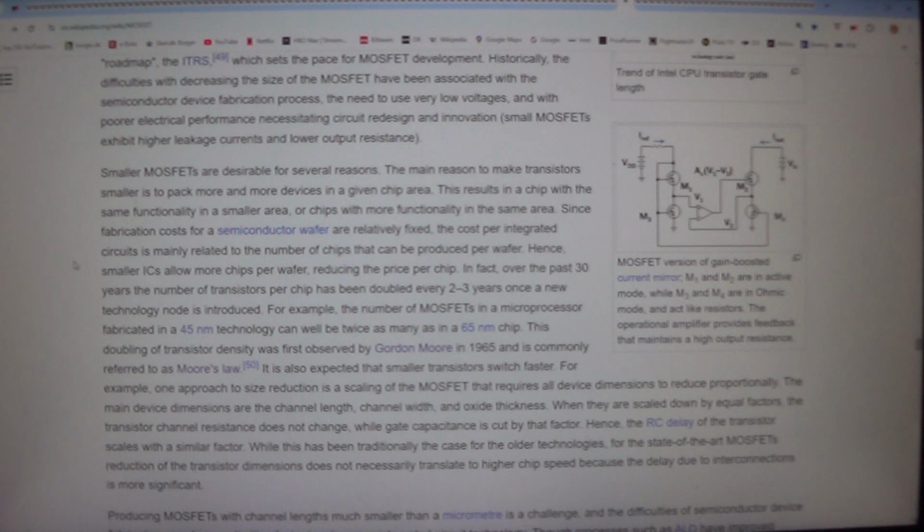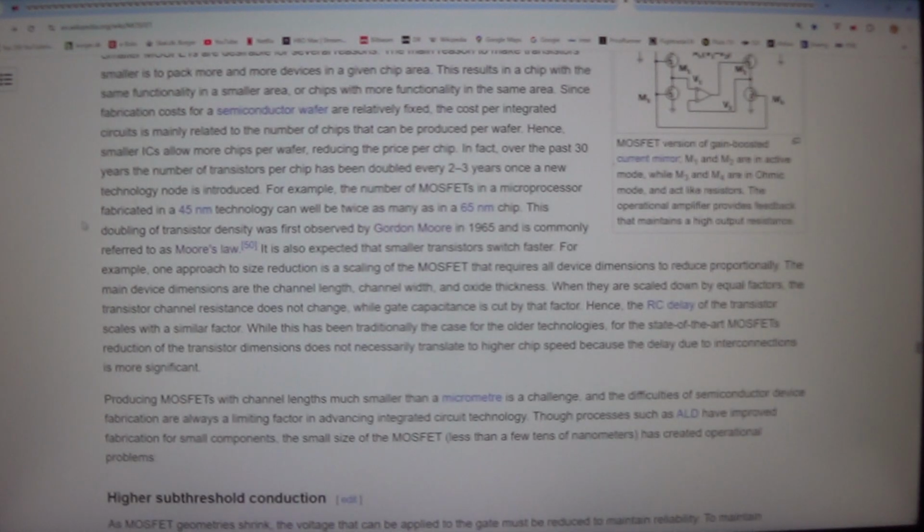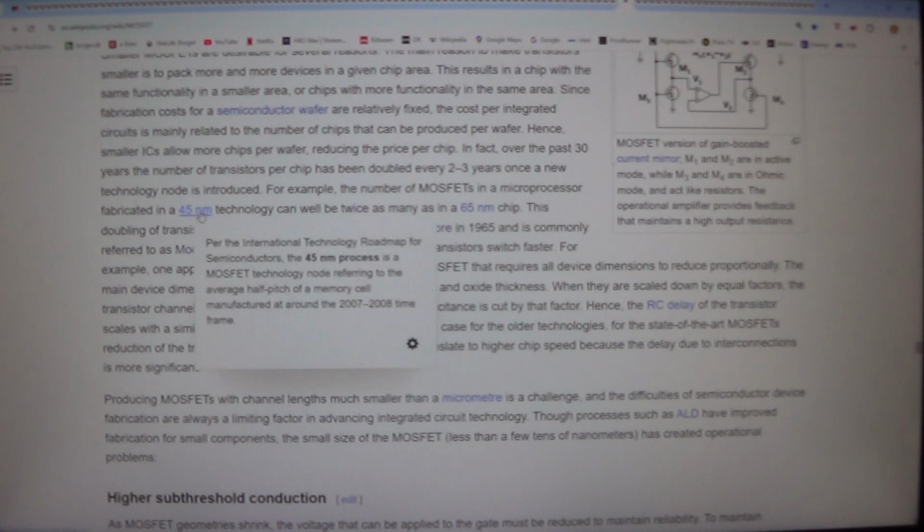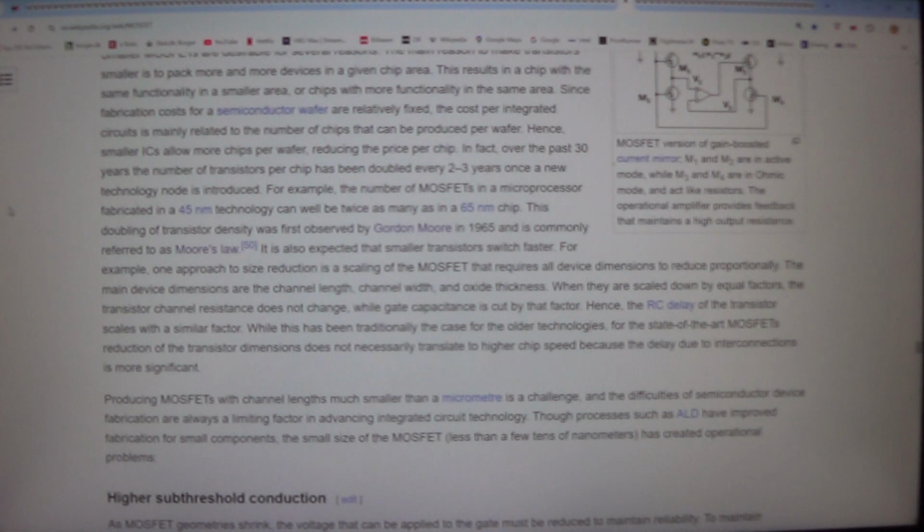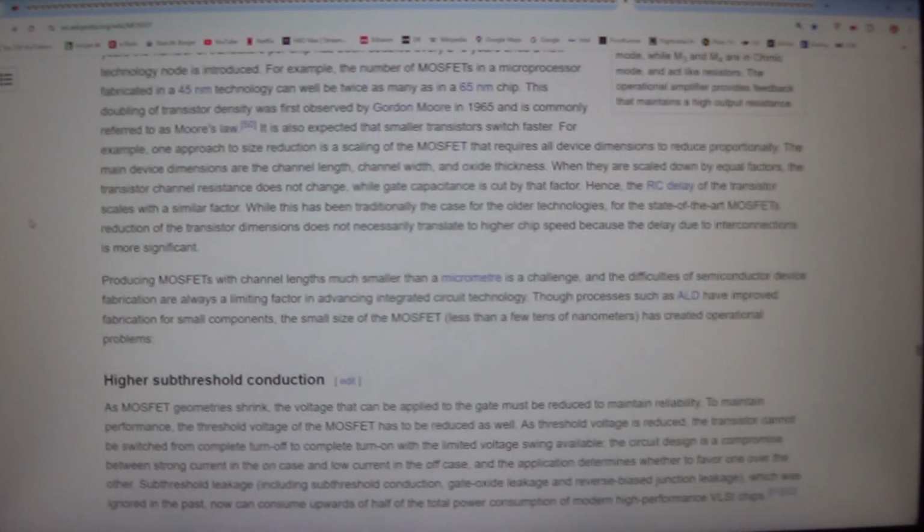For example, the number of MOSFETs in a microprocessor fabricated in a 45 nm technology can well be twice as many as in a 65 nm chip. This doubling of transistor density was first observed by Gordon Moore in 1965 and is commonly referred to as Moore's law. It is also expected that smaller transistors switch faster.